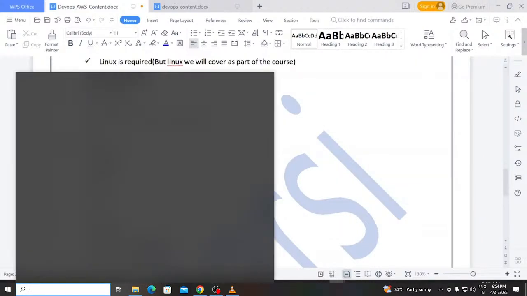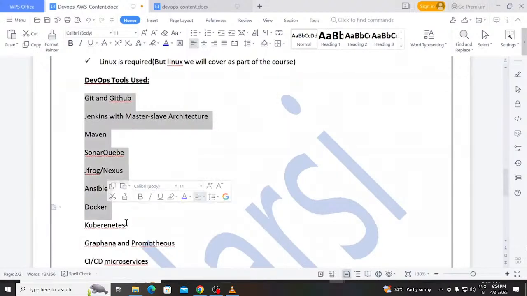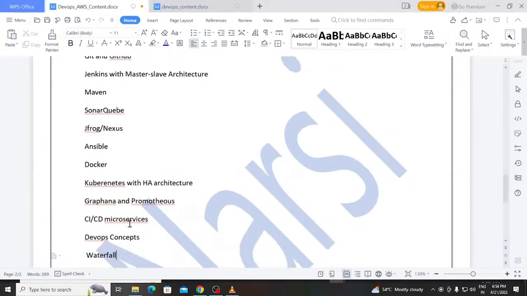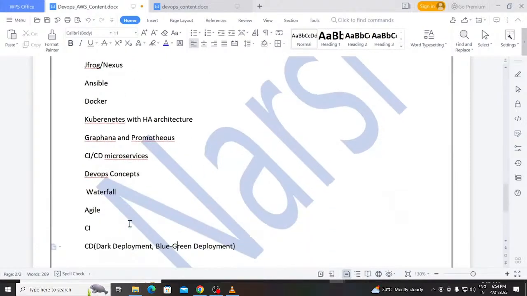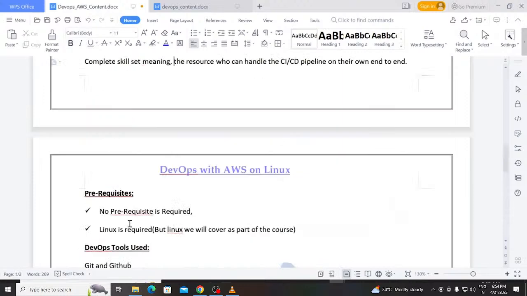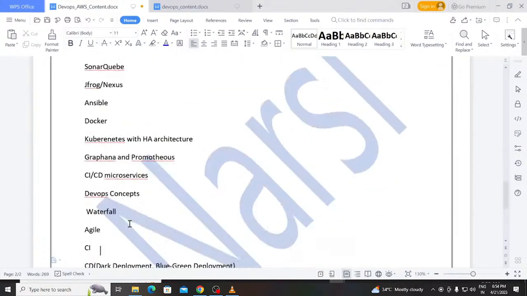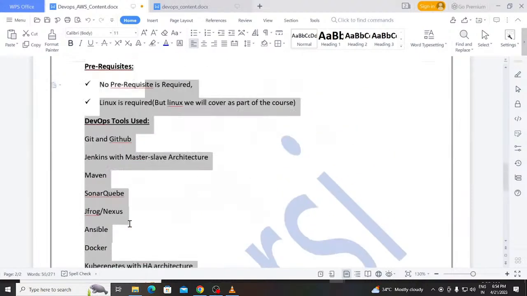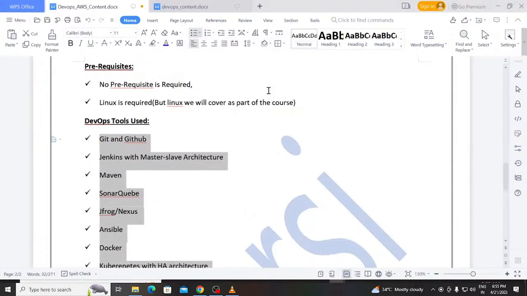So Git and then GitHub, Jenkins with master slave architecture, Docker, Kubernetes with the HA architecture, high available architecture, Grafana and Prometheus, CI/CD microservices, DevOps concepts. So this is what we're gonna see. And also what we are covering: AWS 20 plus services. We are covering AWS 20 plus services. So these are the tools that we are using in our course.